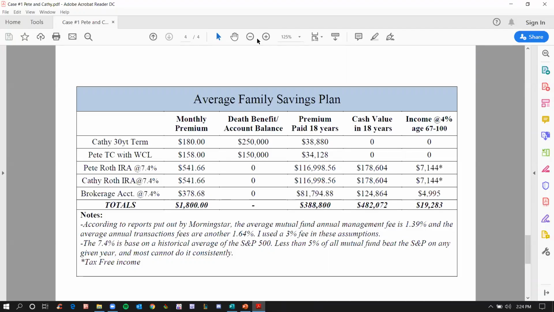Now, according to our notes here, if we invest it in mutual funds, according to Morningstar, you're going to have an annual management fee of 1.39% and a transaction fee of 1.64%. So we use a 3% fee transaction. The 7.4 is basically the historical average of the S&P. Less than 5% of mutual funds beat the S&P in any given year. Okay, so what we're saying is, if you put money in the market, you have risk. It's going to earn approximately 7.4% minus your fees. You're going to earn about 4.4%, which is pretty historically accurate. Conservative investing, right? So this is what you could do.